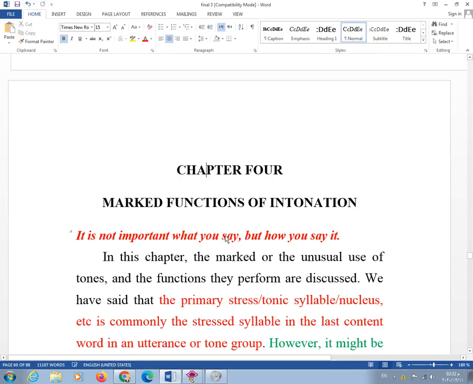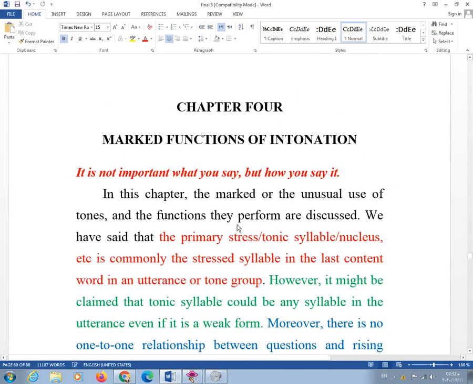Okay, let's start with this quote, or this statement, which reads, "It's not important what you say, but how you say it." This is a very important sentence, because we care more about how you say things. People do not care much about what you say, what your words are, and so on. No, how you say your utterances matters a great deal to people. So in this chapter, we're gonna talk more about English tones and their functions and so on.